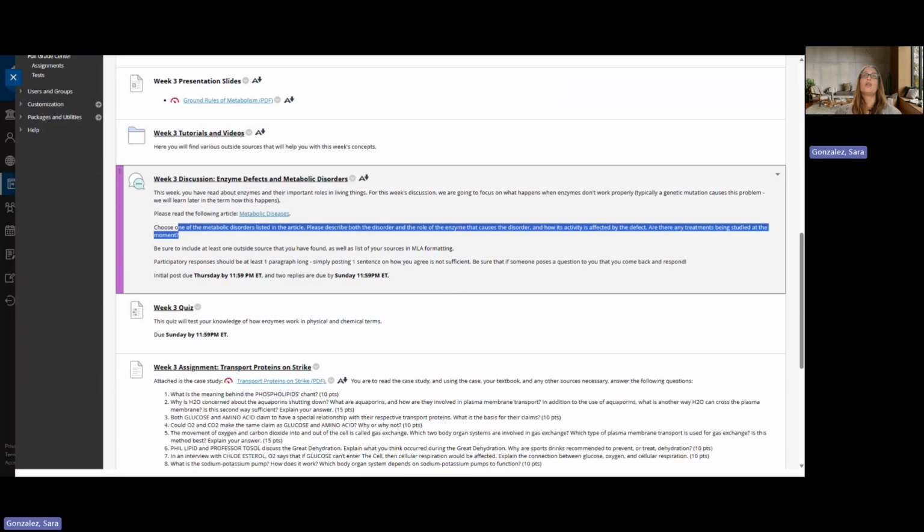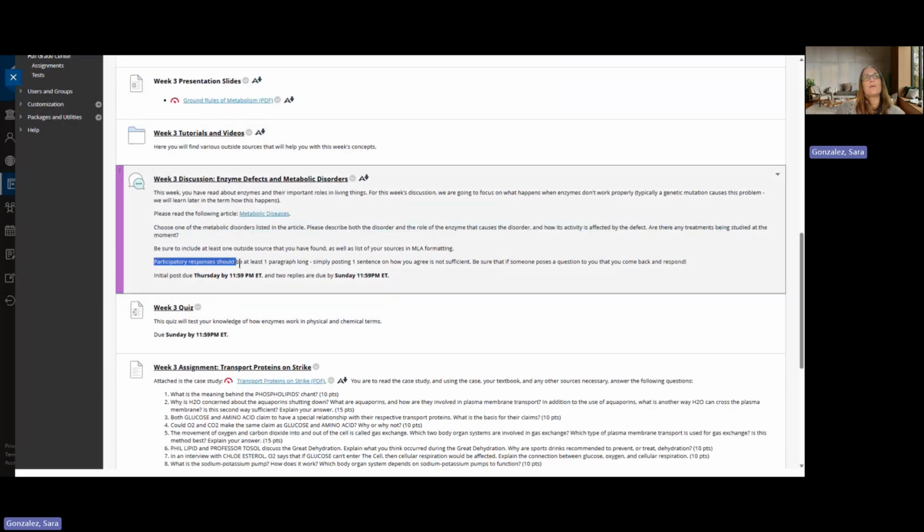Describe the disorder, describe maybe some of the symptoms of the disorder. What is the role of the enzyme that causes that disorder, and how is its activity affected by the defect? Are there any treatments available for this particular metabolic disorder? Are there any studies going on? So as much information as possible.